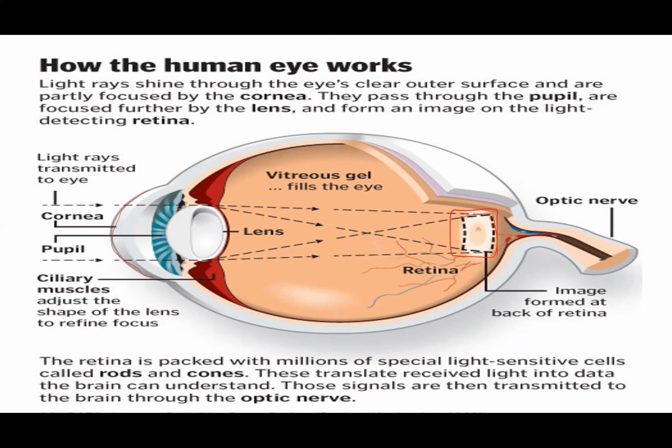Now, the retina is filled with millions of special light-sensitive cells called rods and cones. These translate received light into data the brain can understand. Those signals are then transmitted to the brain through the optic nerve.